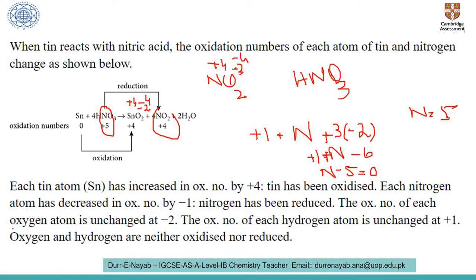The oxidation number of each oxygen atom is unchanged at -2. Here -2, and here also -2. If you compare nitric acid with the tin oxide or with the nitrogen dioxide, the oxygen is the same, unchanged. The oxidation number of each hydrogen atom is unchanged at +1. Here hydrogen was +1, and here it is also +1. So oxygen and hydrogen are neither oxidized nor reduced.